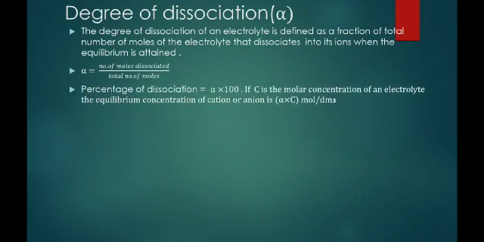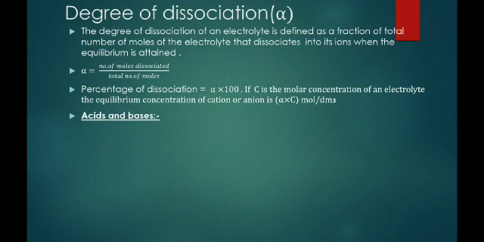Now percentage of dissociation. When degree of dissociation alpha is multiplied by 100, then it is called what? Percentage of dissociation. If C is the molar concentration of an electrolyte, the equilibrium concentration of cations or anions is what? Alpha into C mole per dm cube. Concentration of cation and anion is alpha into C mole per dm cube.